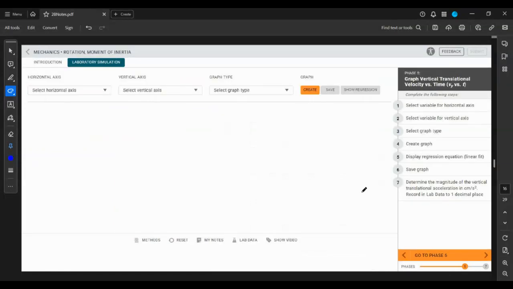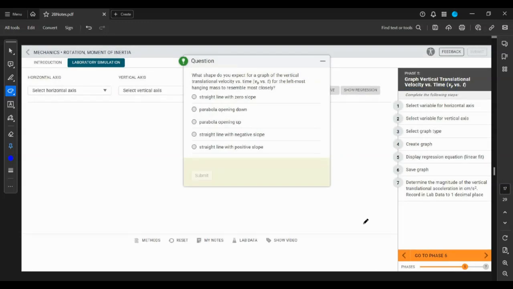Okay, so then once we have that information, we want to put it into a graph and see what calculations we can do. As before, horizontal is typically always going to be time, and then look at what is going on here. It says velocity, and it makes sense. It would be Y velocity because it's dropping down. So for here, we would select VY. The graph is going to be typically a scatter plot. That way we can graph our individual data points and then eventually run some regression on it. So make sure you click create, show regression, and then save so that you have that information.